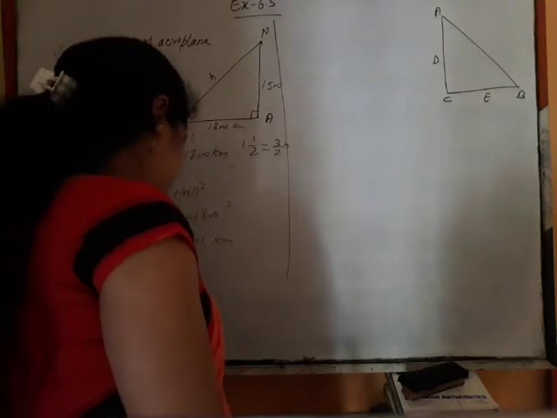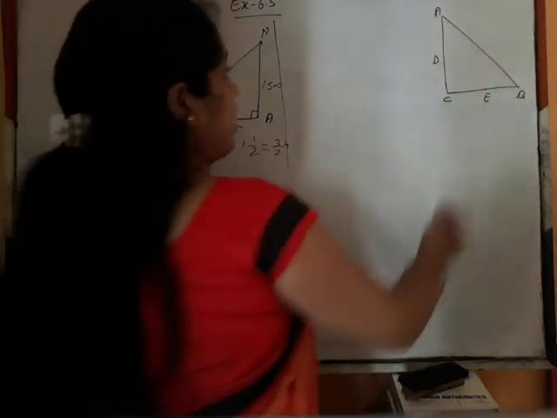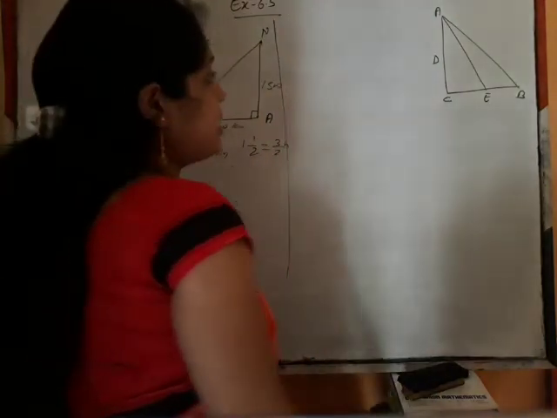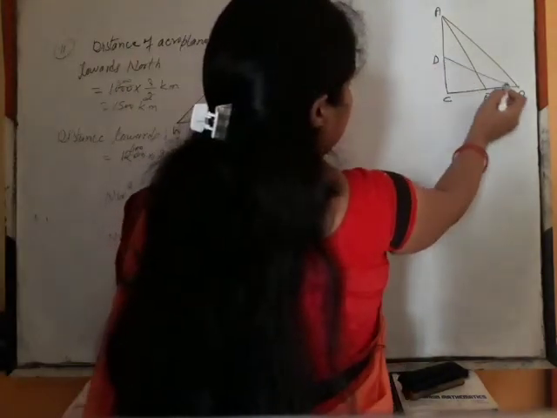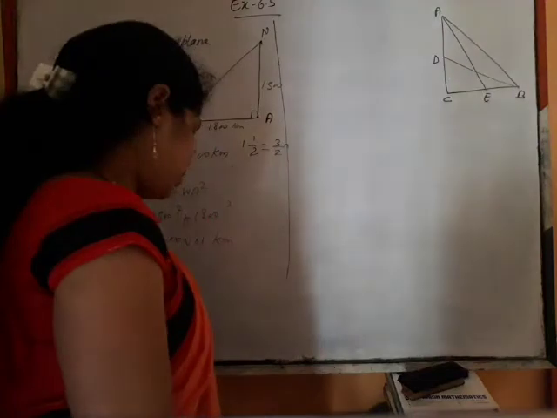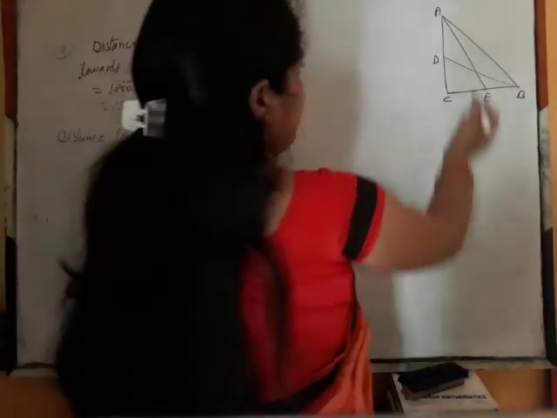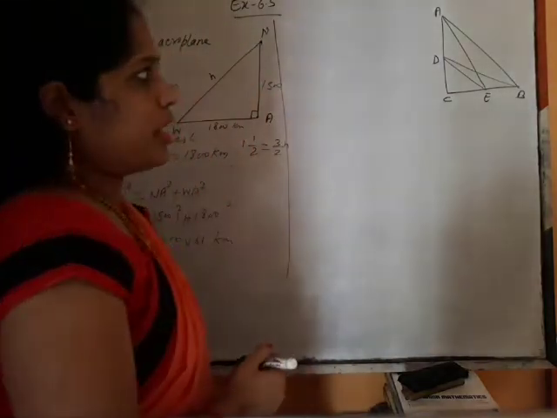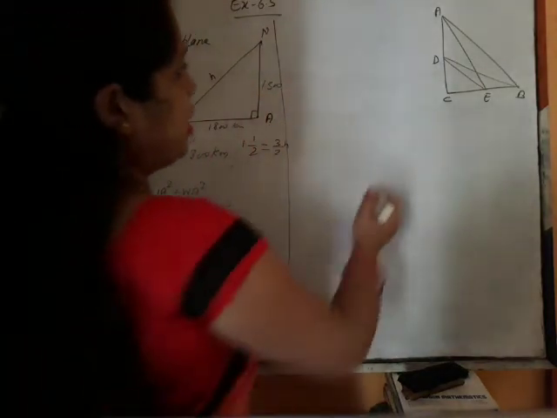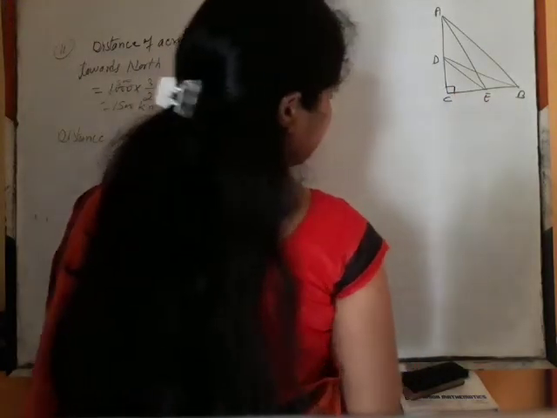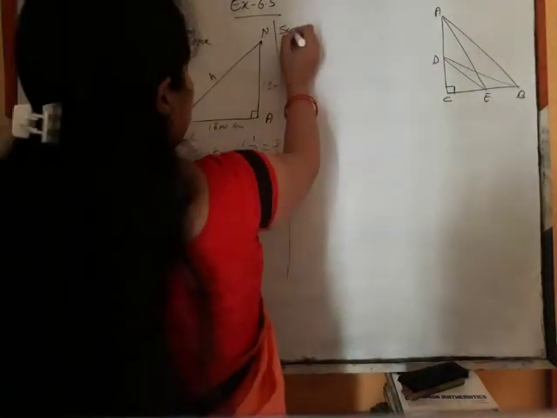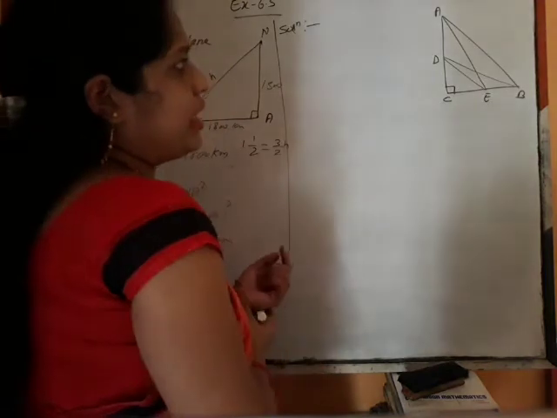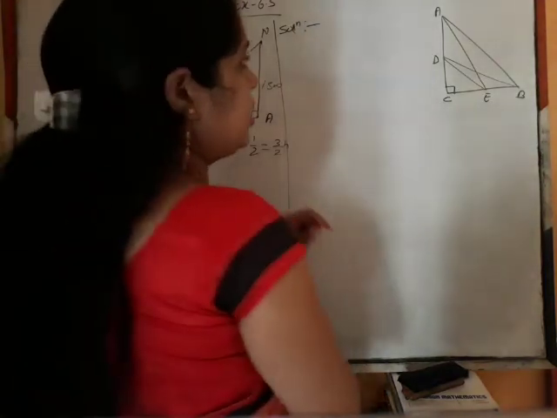So triangle ABC. AE square, that means we need to join this AE. BD square, that means we need to join this BD also. It is equal to AB square plus DE square. AB we have and this DE also we need to join. So this kind of figure we will have and it is a right angle at C. So the solution: all the right angle triangles we have to consider.